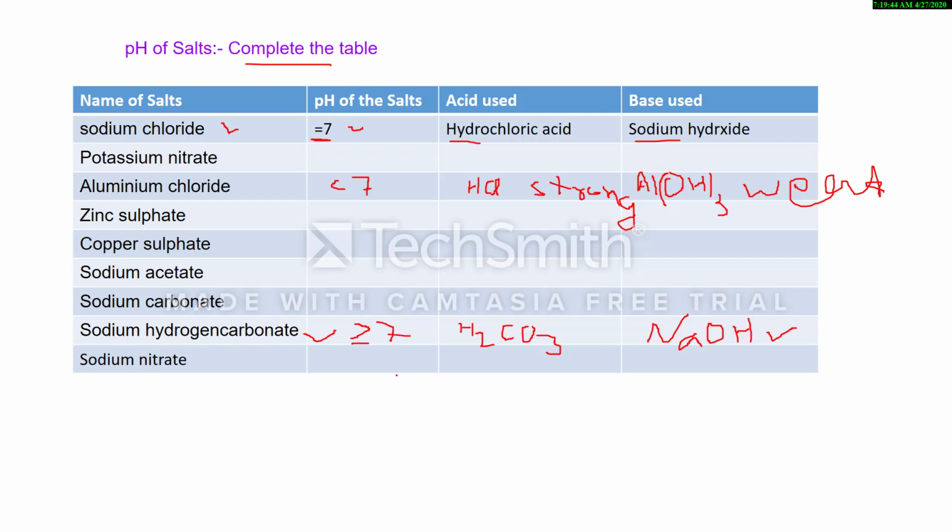This is the symbol for greater than, and this is the symbol for less than, or smaller than.